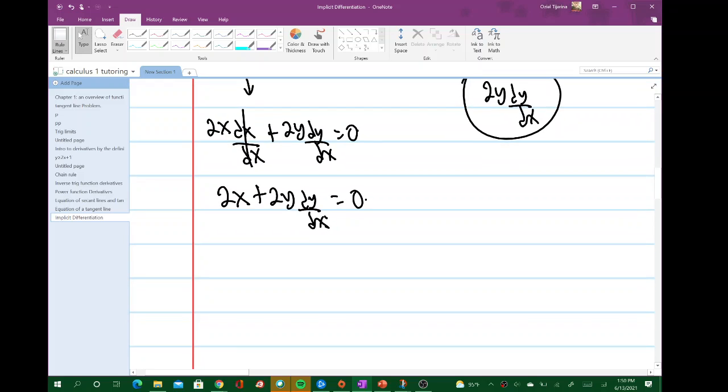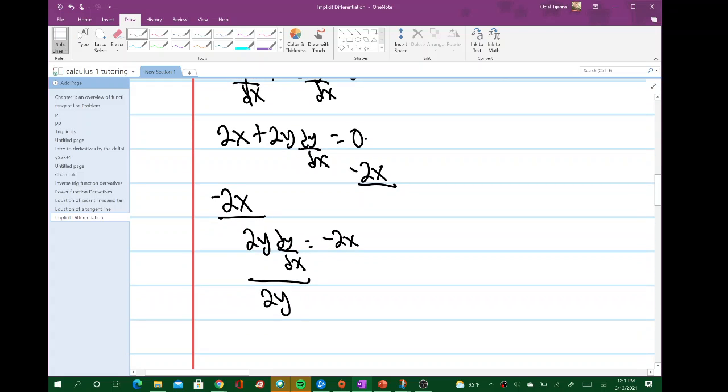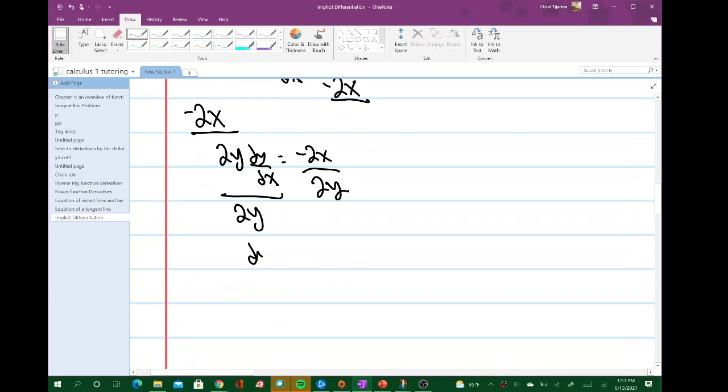And to find the derivative, you have to solve for dy dx. Here it would be minus 2x on both sides. You have 2y dy dx equals negative 2x. Then you divide by 2y on both sides to get dy dx on its own. Dy dx would then be negative x over y.